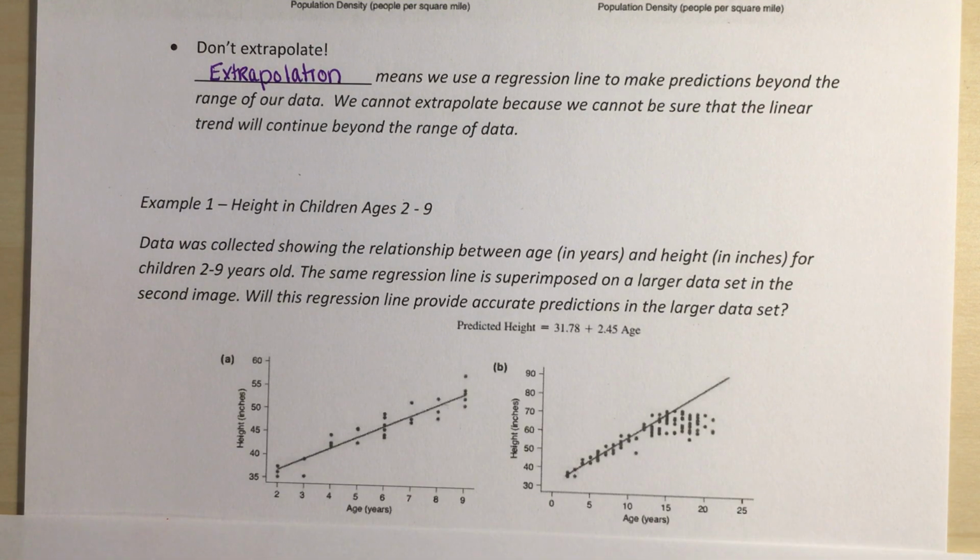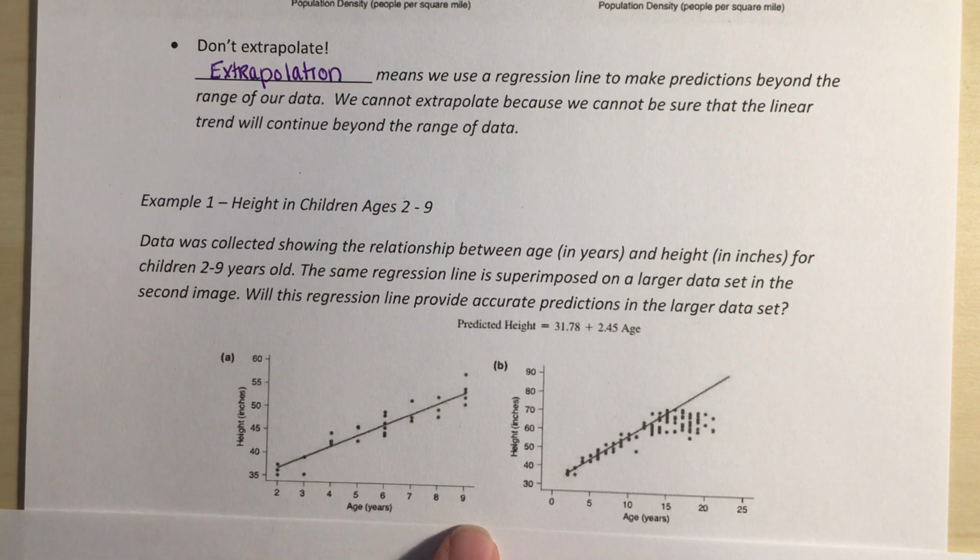So we'll go ahead and start by showing these images for our two different scatter plots. Data was collected showing the relationship between the age in years and height in inches for children 2 to 9 years old. That's what we see in this first image here. So in this first scatter plot, we see our ages from 2 to 9, and then we see the height in inches. The same regression line is superimposed on a larger data set in the second image. Will this regression line provide an accurate prediction in the larger data set?